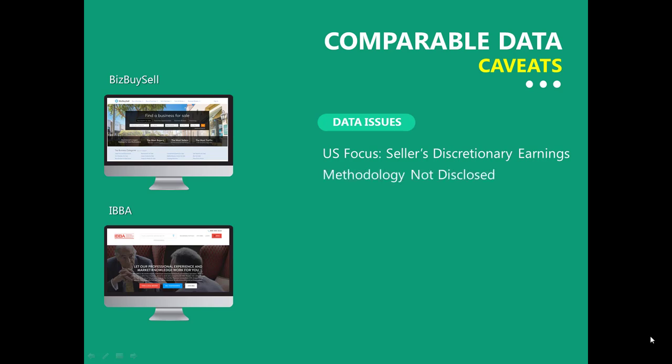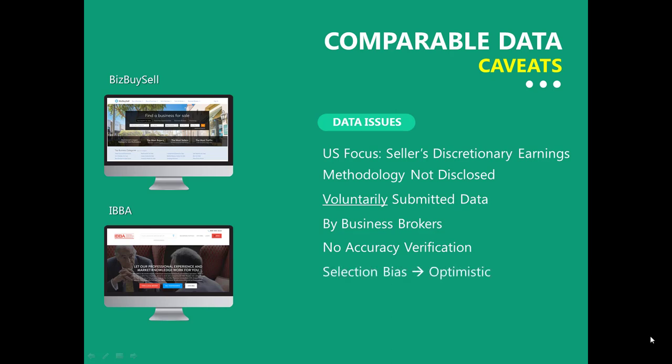The most important methodological issue with the data is that the methodology is not actually disclosed, which makes it very difficult for us to use it to identify trends, since we don't know how the data reporting has changed over time. It's voluntarily submitted data from business brokers who have a vested interest in the outcome, and without any details of how the accuracy is being verified, we have to maintain a healthy degree of skepticism. It's likely that there'll be a degree of selection bias, with some inconvenient data possibly being left unreported, which would mean that the figures may be slightly optimistic.